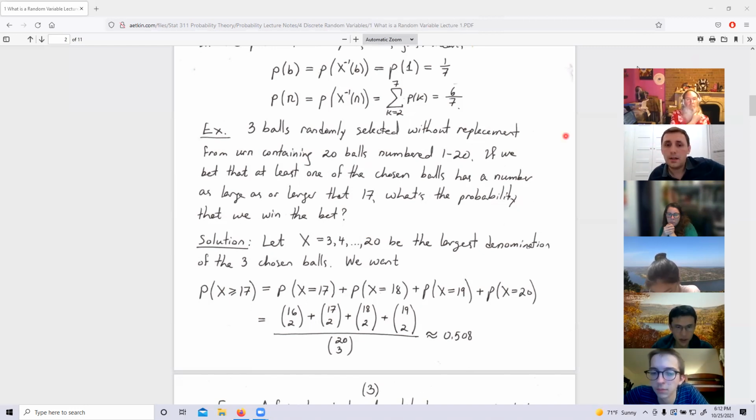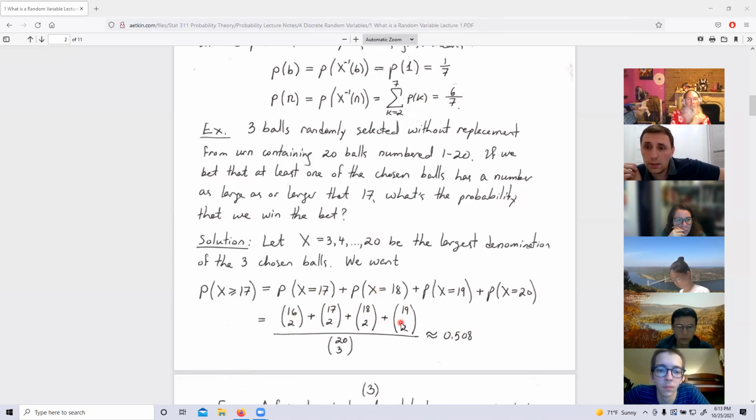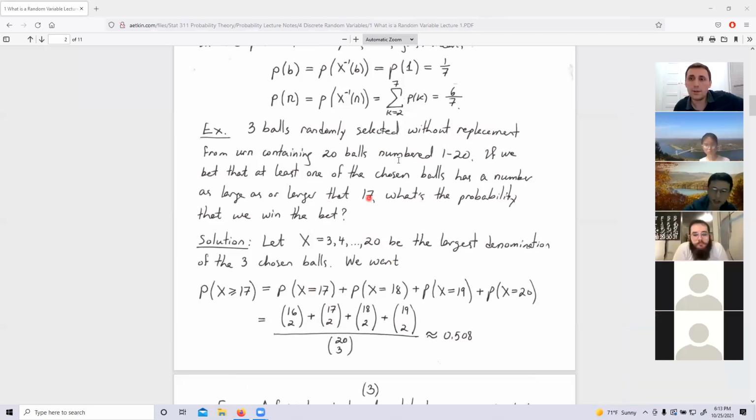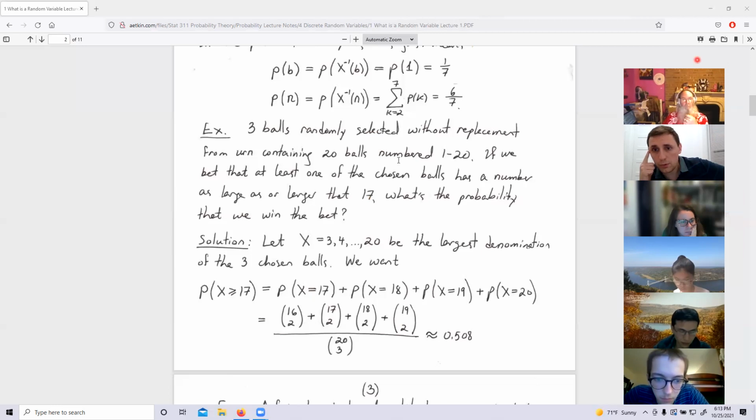And then what's the probability that X equals 17? Well, it's 16 choose 2 universes. Do you see why? Because we know in all those universes, the largest number is 17. And that leaves us 16 choices, from 1 to 16, for the remaining 2 balls. So that's why it's 16 choose 2. That's how many universes are labeled as 17. 17 choose 2 is the number of universes labeled as 18, and so on. 19 choose 2 is the number of universes labeled as 20. Is that clear? So when somebody asks you what's a random variable, the first word that should jump to your mind is label, right?